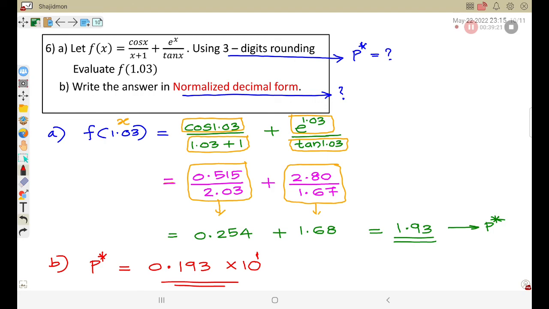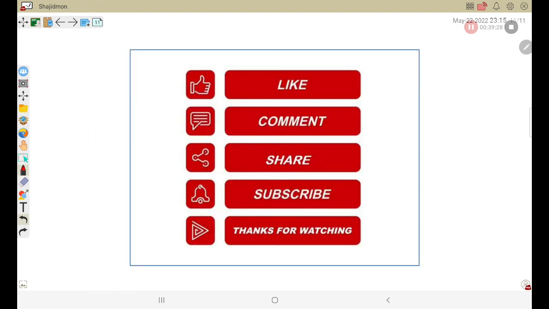I hope you understood the ideas in this section, section 1.5. All the ideas we did, all the questions, you can practice all these questions.